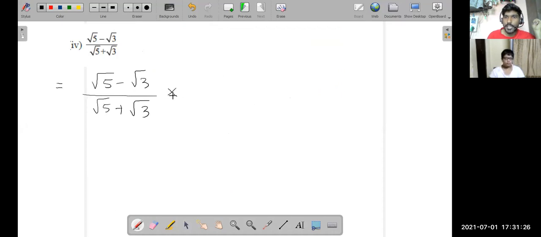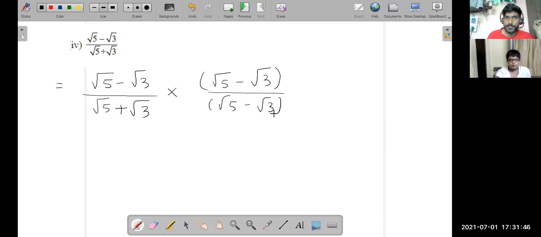Now you have to multiply it with the conjugate of the denominator. Can you tell me what will be the conjugate of the denominator here? Root 5 minus root 3. Correct. Root 5 minus root 3 upon the same thing, root 5 minus root 3.